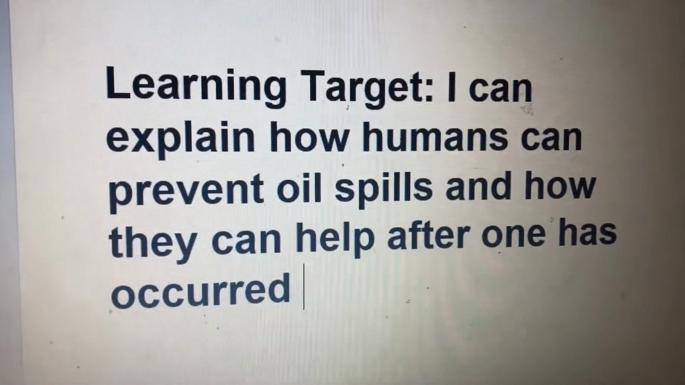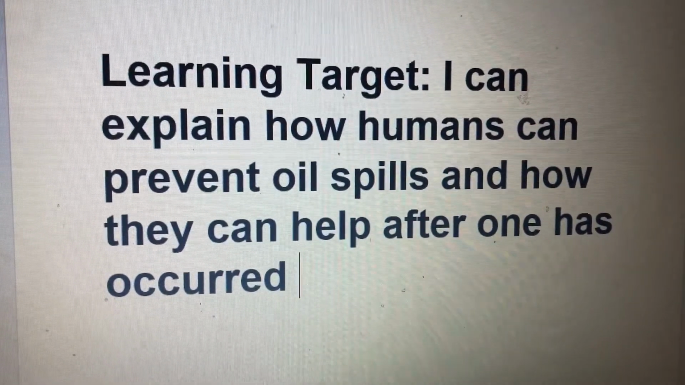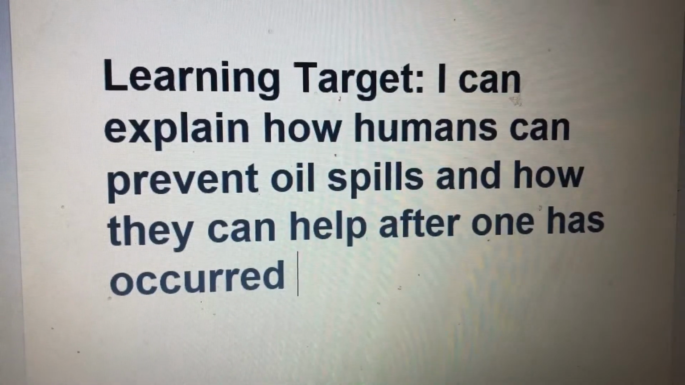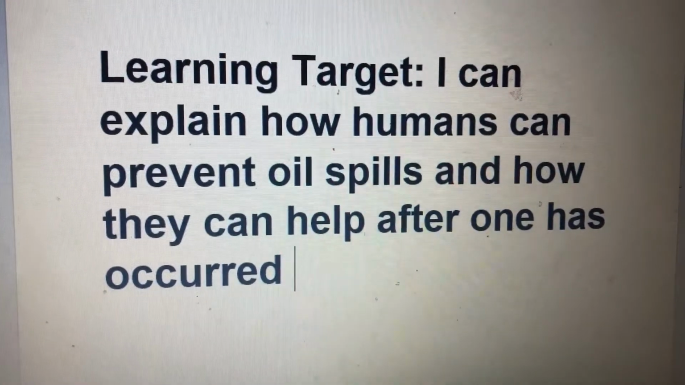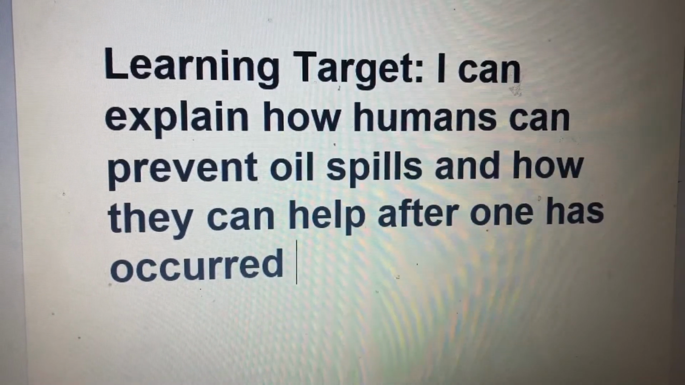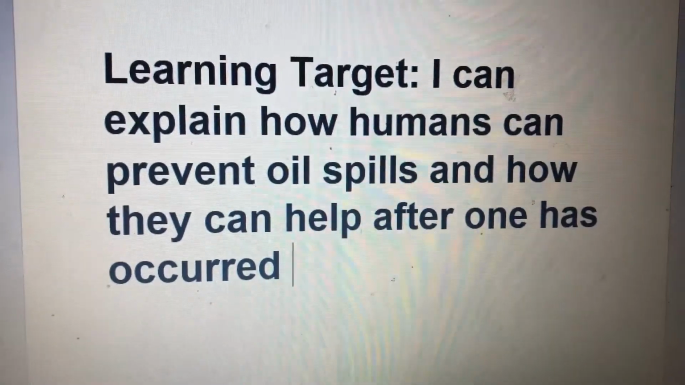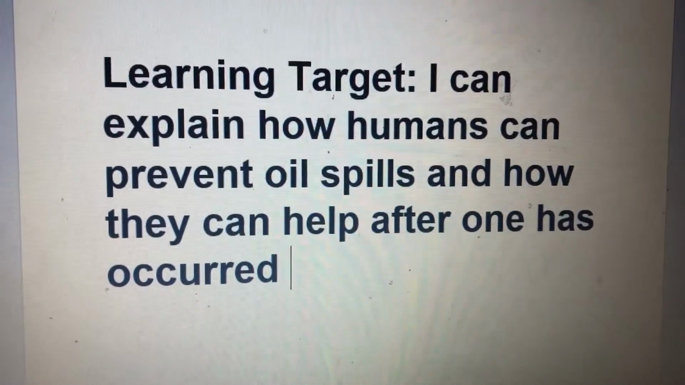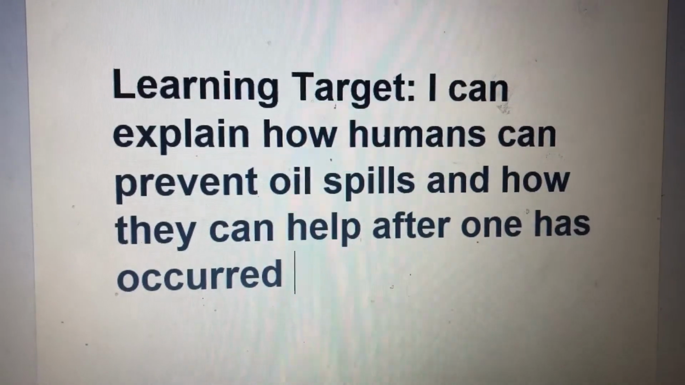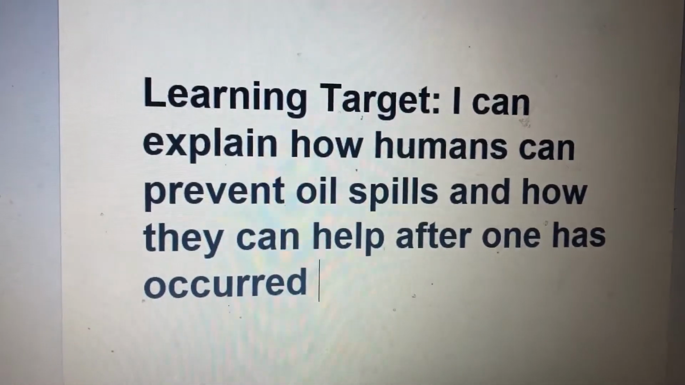Okay, so let's go over our learning target right away. Our learning target is: I can explain how humans can prevent oil spills and how they can help after one has occurred. There are some simple things that we can do to prevent oil spills, and we also need to help after it has happened, because it is tragic for the ocean organisms and for the organisms that live around the ocean when an oil spill happens.